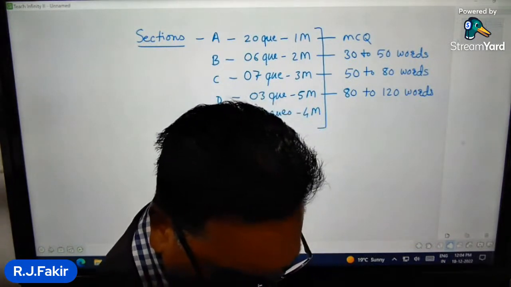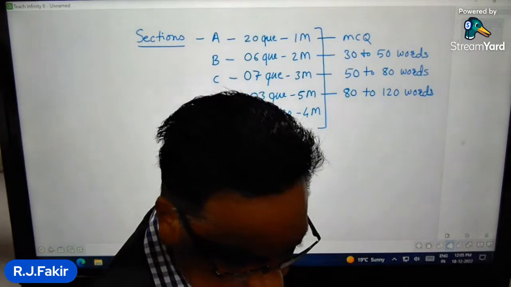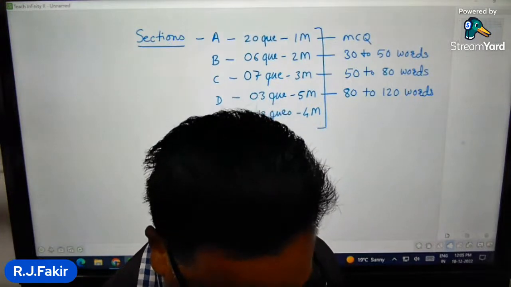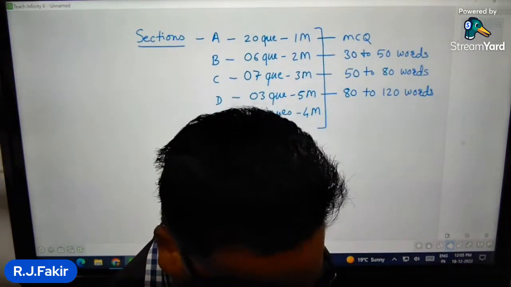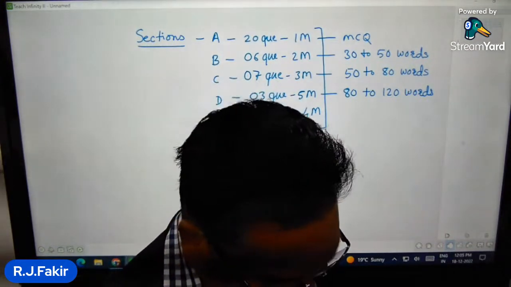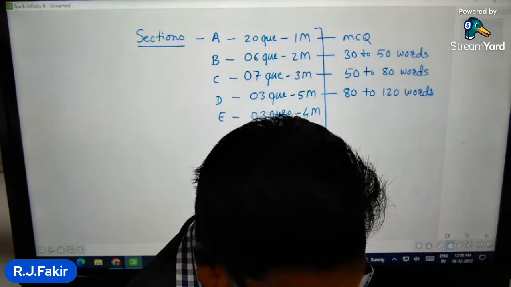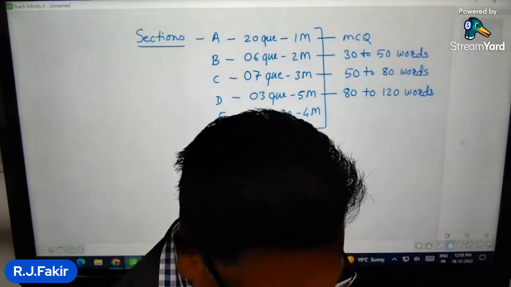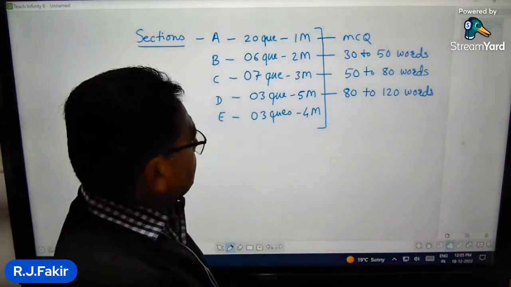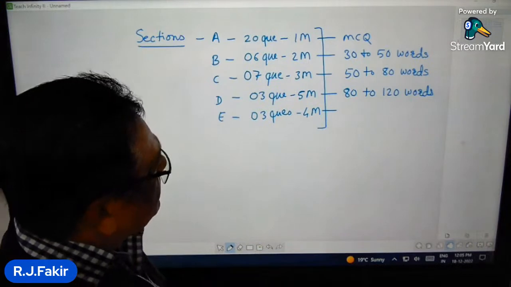And this one, the last one, section E, it will be a case-based study question, in which, same as we had in maths, you will be getting 3 questions with internal choices. Generally, they can be of MCQ, true, false, or any type. So 3 questions of 4 marks each.